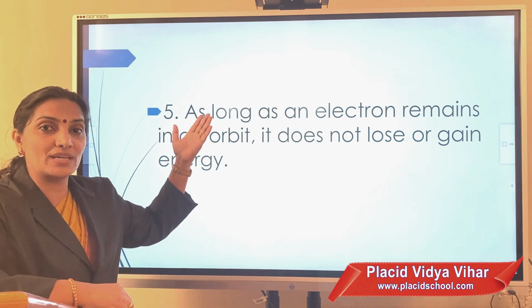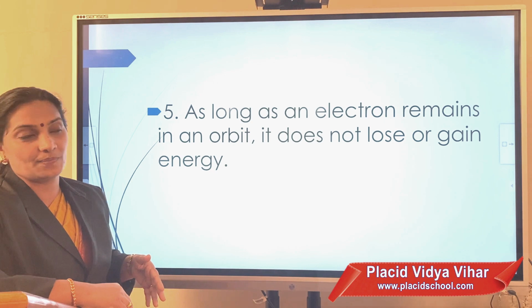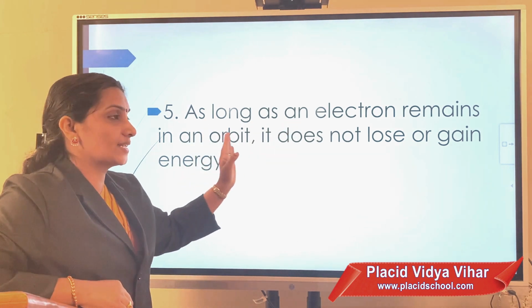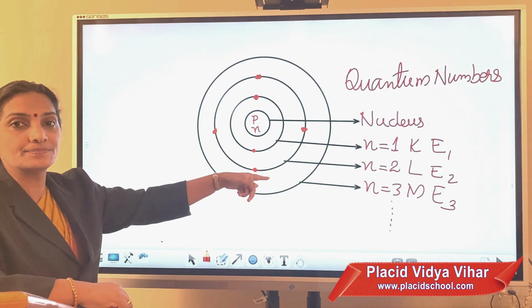This was the drawback of Rutherford. He couldn't say why electrons never emit energy. So he solved this problem by stating that as long as an electron remains in an orbit, it does not lose or gain energy. See this?